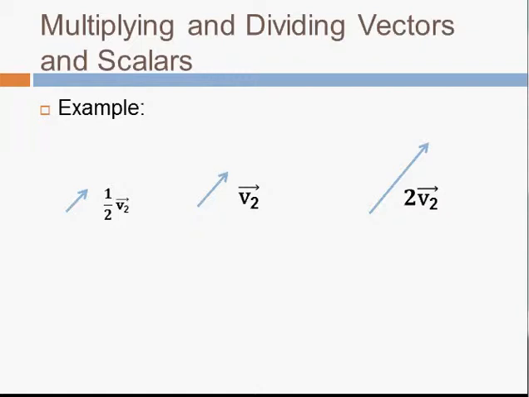Now, if we cut it in half, we have half v2, which is going to be smaller. In fact, it's going to be half the size of regular v2, and notice that is about what it is. But they are still going in the same direction. When you multiply or divide a vector by a scalar, it just changes the size. It does not do anything with the direction.